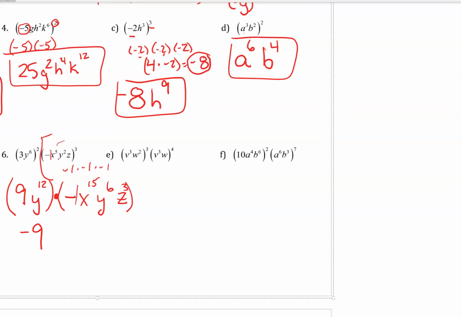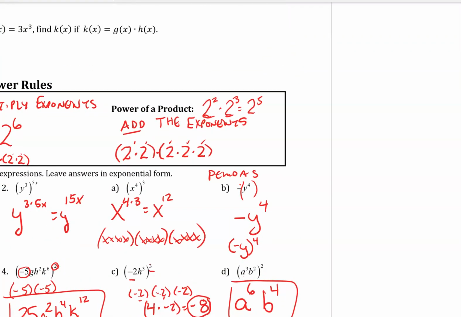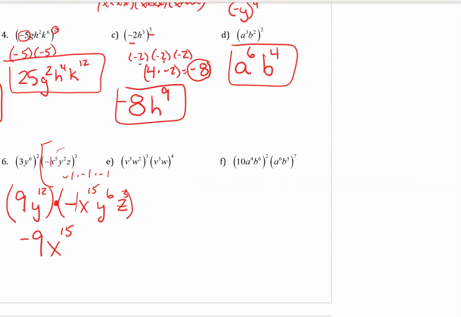There's nothing to multiply x times x, so we're just going to leave x the way it is. But we do multiply y to the 12th times y to the 6th. That's power of a product. Our base is y. So here we're going to add the 12th power and the 6th power together. So we'll get y to the 18th. And then we have z cubed. If you want to think about it, there is just a 1 for my x and a 1 for my z. So that's what we're really doing there.